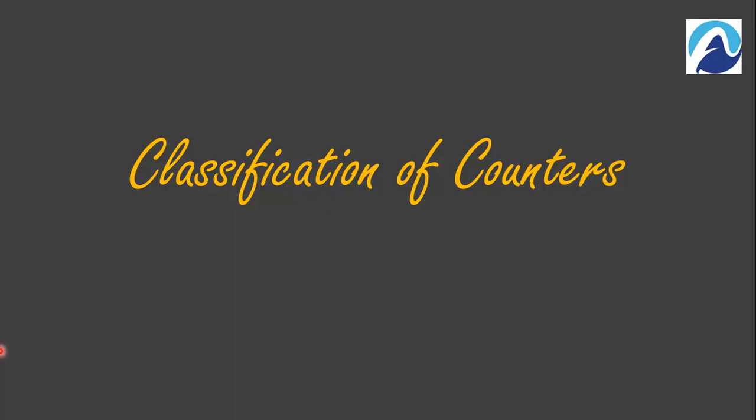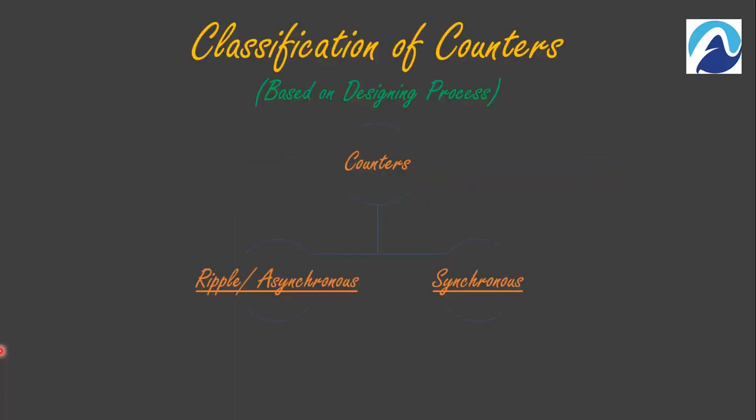Counters can be classified into a few categories based on their design process and based on the application. First, we are going to see how we can classify the counters based on their design process. On the basis of design process, the counters are of two types. One is the asynchronous counter, which is also called a ripple counter, and the second one is the synchronous counter.